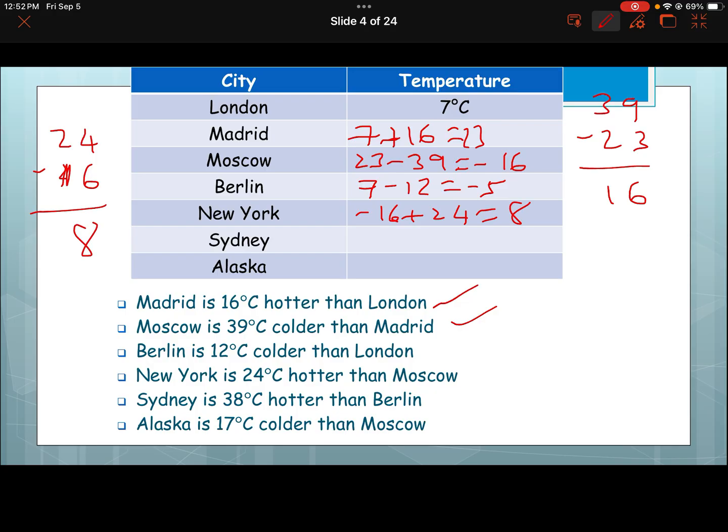And that's okay. Sydney is 38 degrees hotter than Berlin. That's -5 plus 38. Again, you can just do 38 take away 5 there to get 33. It's a lot easier to look at.